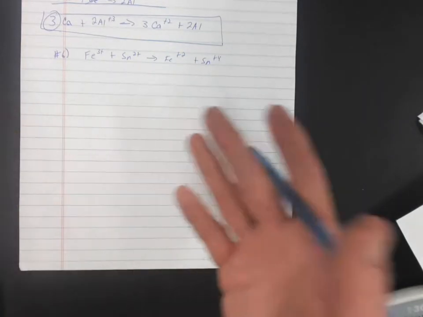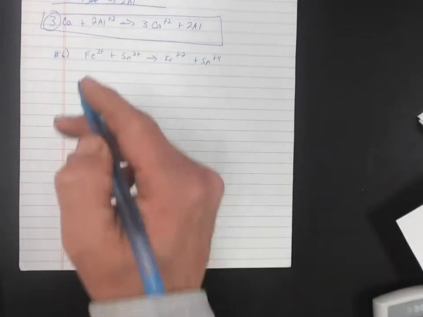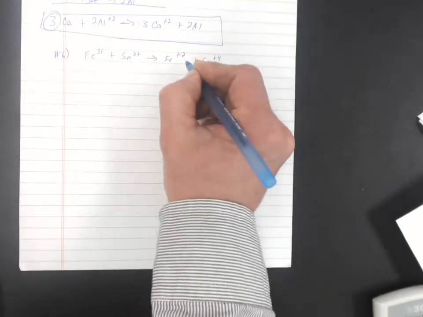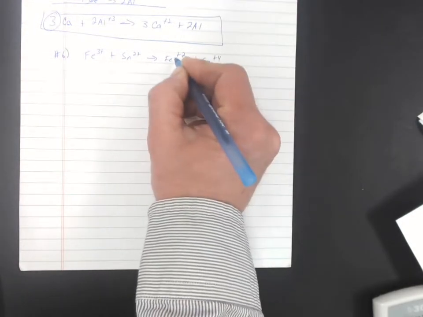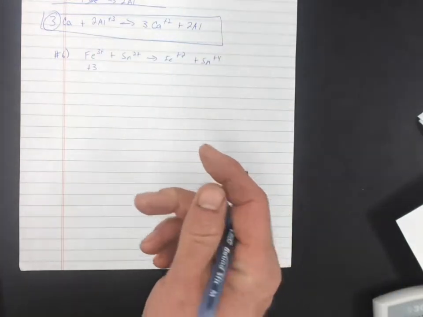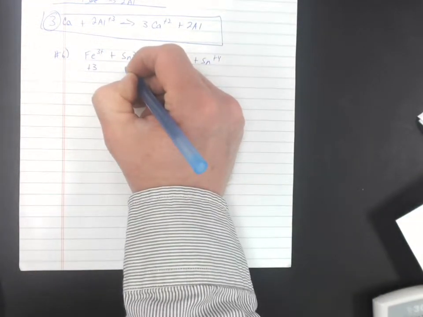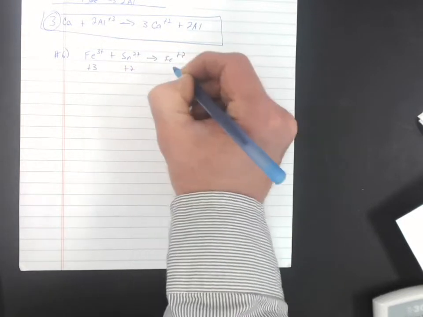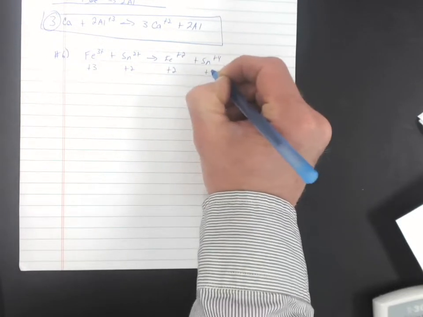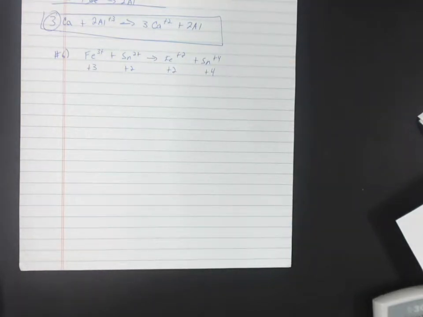Oxidation numbers for each of these is equal to the what? Close, but not the coefficient, the charge. Yep. So Fe is going to be plus 3. Go ahead, Cassie, finish it up. 2. Yep. And 4.